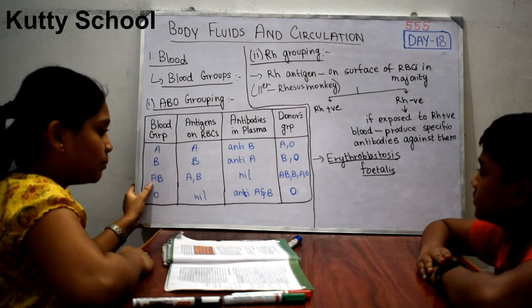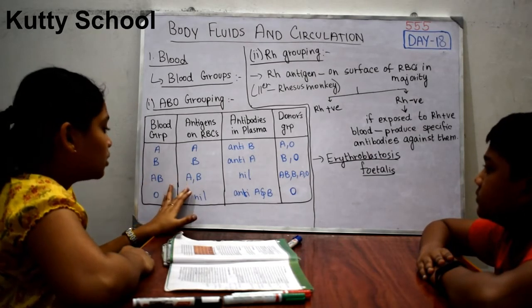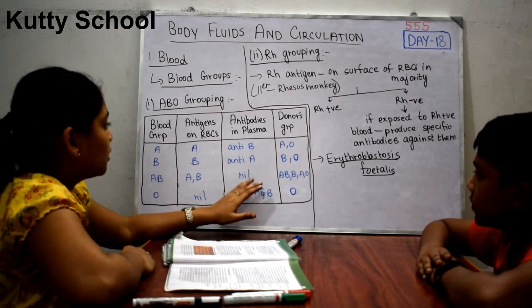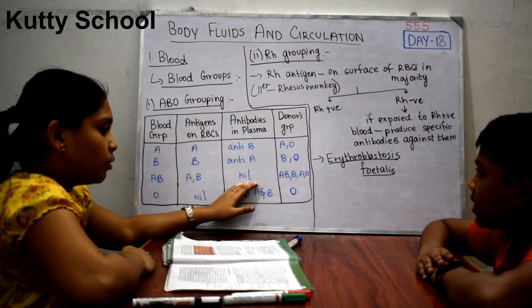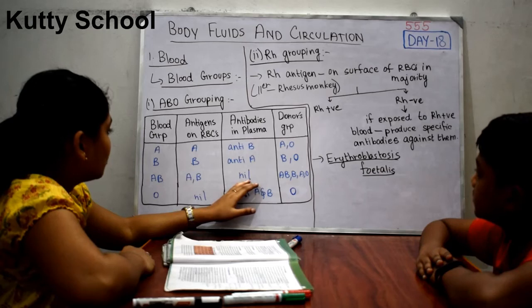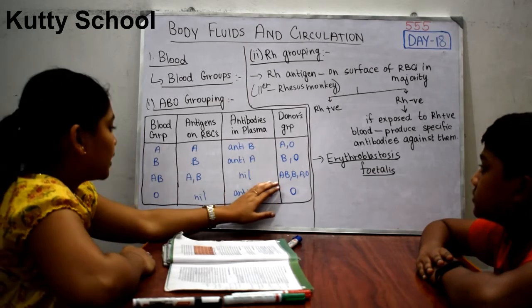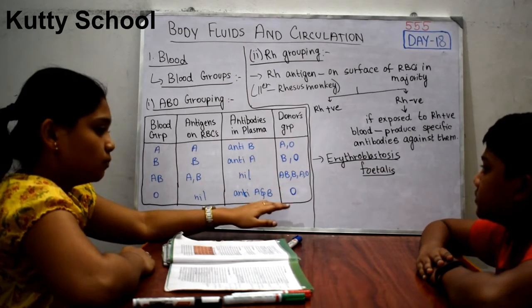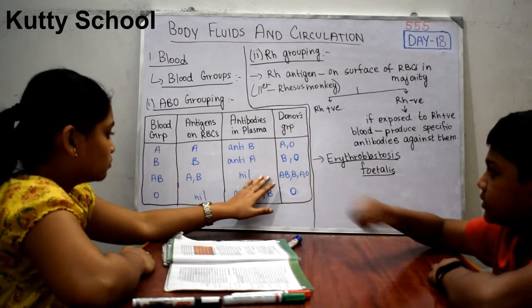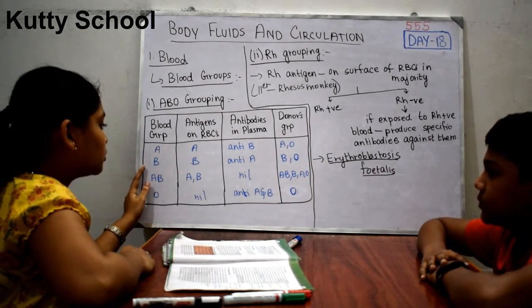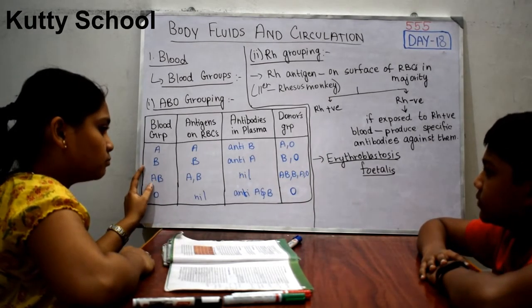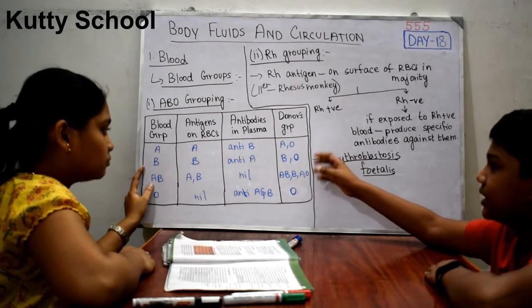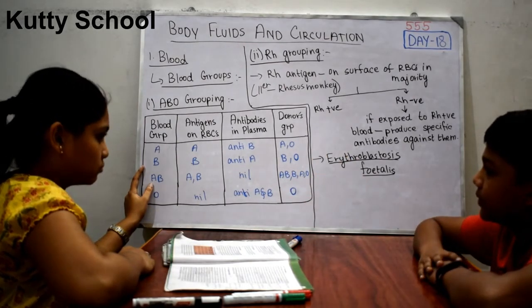Blood group AB has both A and B antigens on their RBC, and they do not have antibodies in their plasma. So the donor groups are AB, B, A, and O. Everything comes under it. Therefore AB is known as the universal recipient, because any donor can give blood to AB.